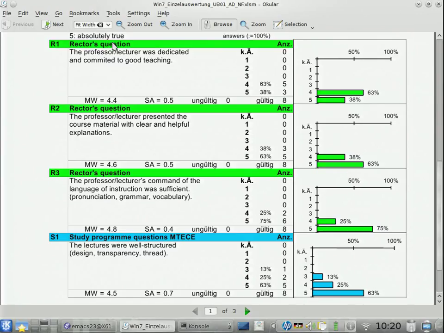Okay, this is how it looks. You see, the first 3 questions, the answers are returned to the rector. Yeah? And if there are problems with the course, then of course this will be discussed with the study delegate and the professor, and in urgent cases also with the rector and the professor. So this was all very positive. This is about the language, this is about the course material, and this is about commitment to good teaching. If you have comments or questions, then we can discuss this.